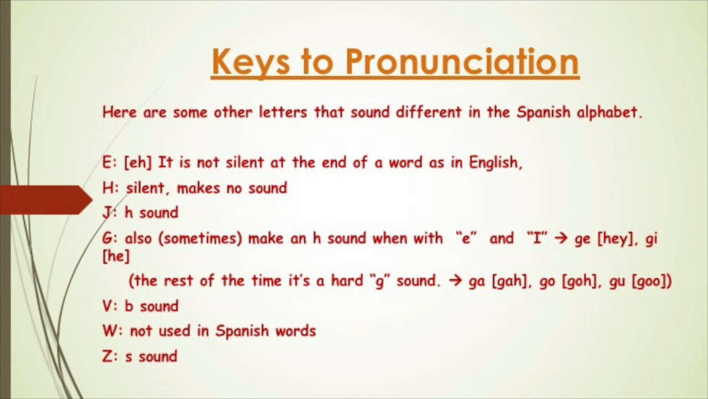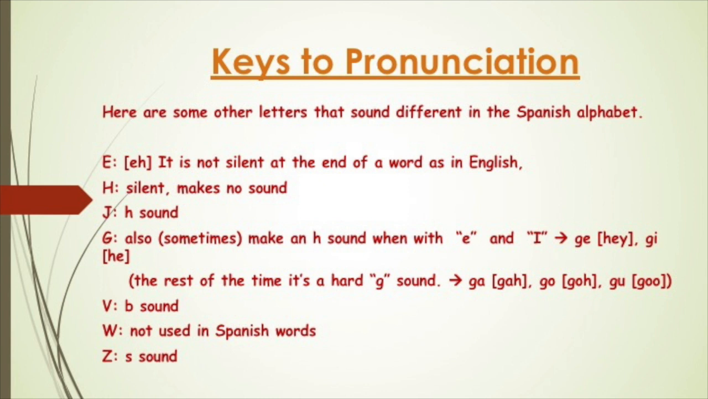The J, as I used to tell my students, stole the H's job. The letter G also sometimes makes an H sound when it's with the letter E and the letter I. So when it's together, G-E says he, G-I says he. The rest of the time, it's a hard G sound. G-A says ga, G-O says go, G-U says gu.